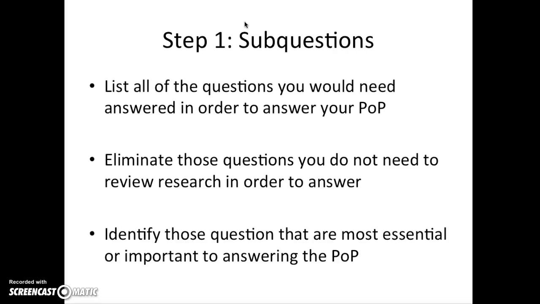I want you to just list all the questions, and then I want you to eliminate those questions you do not need to review research in order to answer. By that, I mean you know already, or you could easily get it, so you don't actually have to do a search for it. And then from there, prioritize what you think are the most important questions to answering your POP. You don't have to answer every single question in the lit review. Pick the ones that you think are most important.